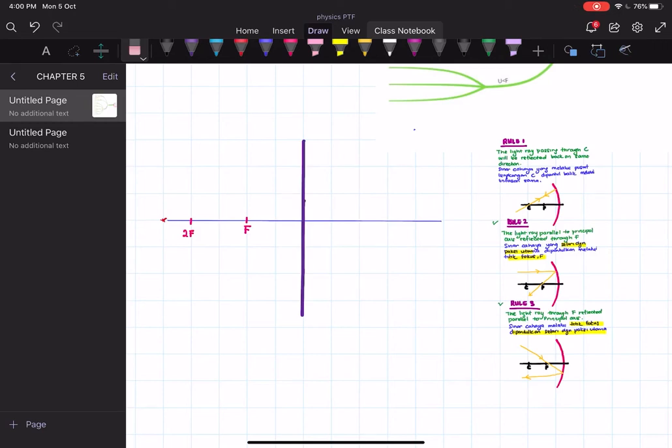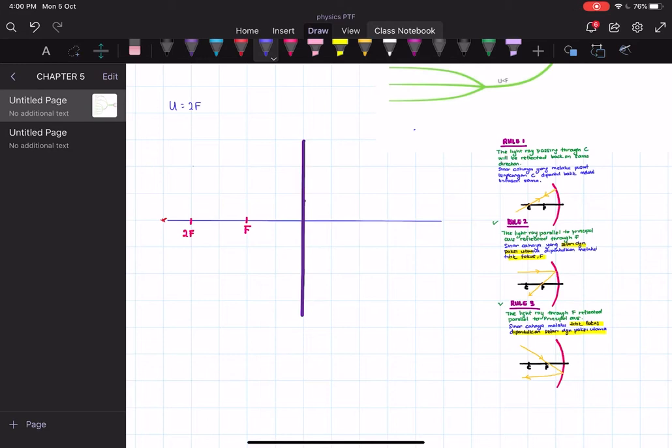Okay, in the previous video, we looked into what happens to the characteristics of the image if the object is placed more than 2F. Today we're going to look at the other positions. So let's start with the first one, where the object is placed exactly at the point of 2F. Let's see what happens here.